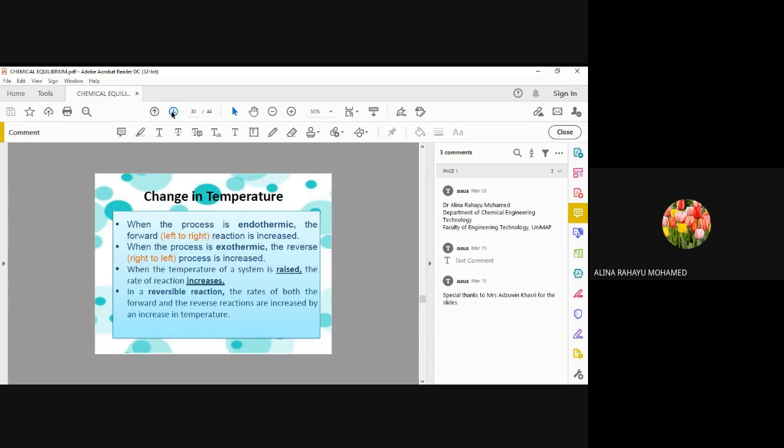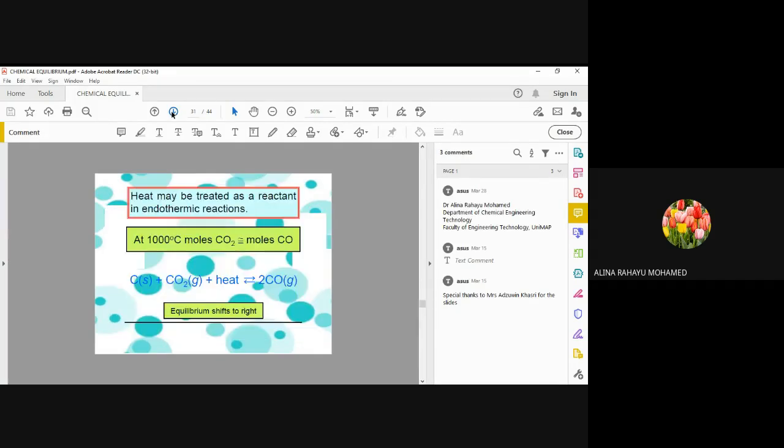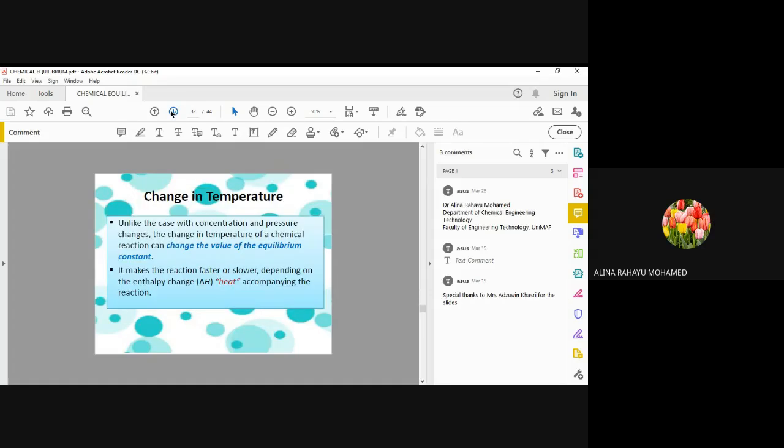In a reversible reaction, the rate for both the forward and the reverse reaction are increased by an increase in the temperature. Now, heat may be treated as a reactant in an endothermic reaction. An endothermic reaction wants to be heated, and if we supply heat, that will shift the equilibrium to the right. For example, we have carbon reacting with carbon dioxide, and we supply heat here. Then we get 2 moles of carbon monoxide.